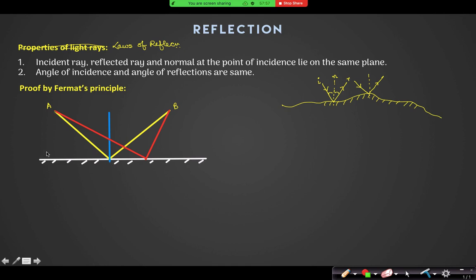So I will drop a perpendicular from A to the mirror, and I will extend that perpendicular by the same amount in order to find an image. Right? I will drop the perpendicular by the same amount, and I will join this point with this point. Also, I will join this point with this point. Now, look what happens as soon as I have dropped the perpendicular. Suppose this is N, this is O, this is A prime, and this is M.